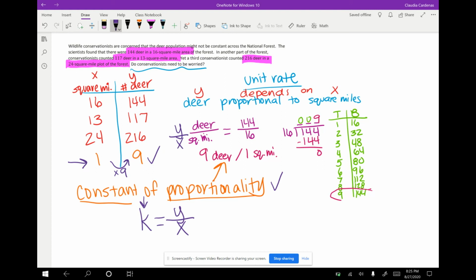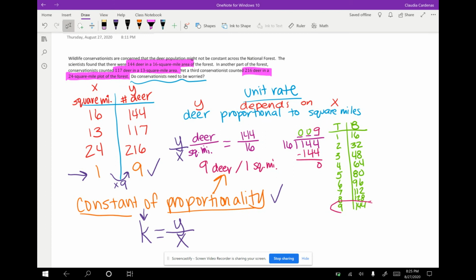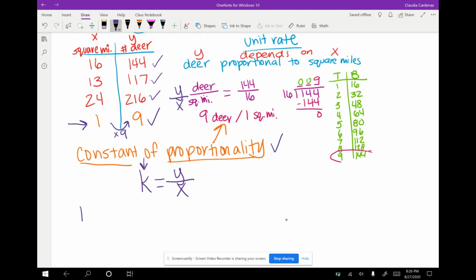All right. So we still haven't answered the actual question. So let's go back and look at it since we haven't answered it fully. It says that should the conservationist need to be worried? So we know that there are 9 deer for every square mile in each of the ratios that they gave us. So then would they have to be worried? Is the rate changing at all in one area or the other? No. So I'm going to write a sentence to say that. So no, conservationists don't have to be worried.